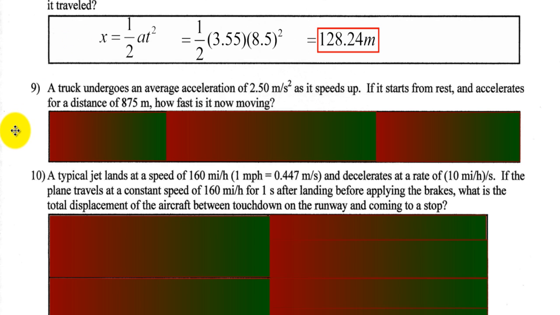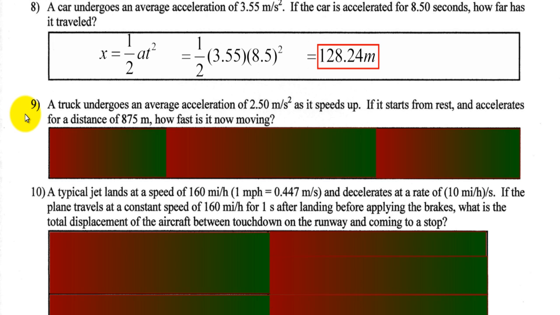Number 9, a truck undergoes average acceleration of 2.5 as it speeds up. If it starts from rest, so we know the initial velocity and the acceleration, and accelerates for a distance of 875 meters, how fast is it now going? So we know the acceleration, we know the initial velocity, starts from rest, right? We know a distance, or a change in position, is 875, and how fast is it moving?